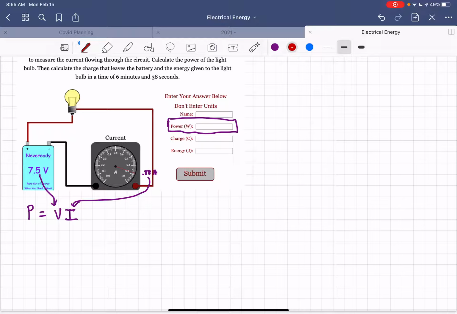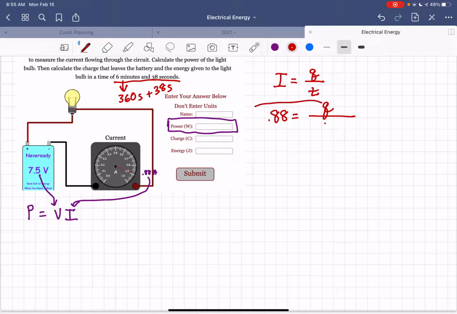Next, to find how much charge goes through the light bulb in the time you are allotted, use the idea that current is a measure of charge per second. So take your current that you measured, take your time. So 6 minutes is about 360 seconds, plus another 38 seconds, and put that in as your time. Solve for Q, and put that in as your second box, where it asks you for the amount of charge that flowed through the circuit.